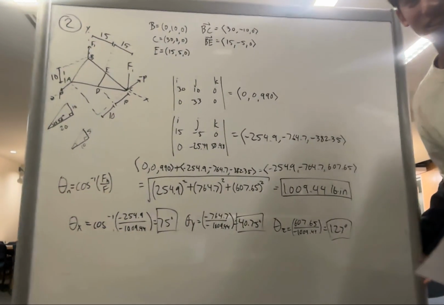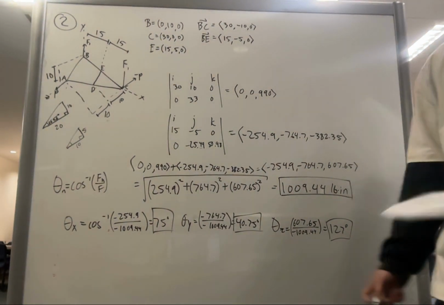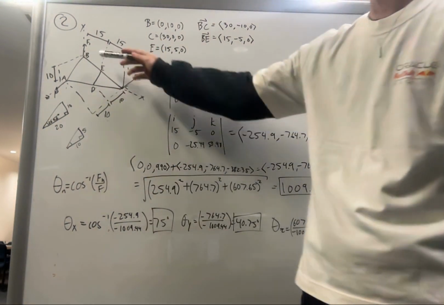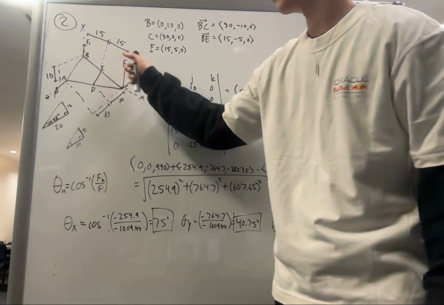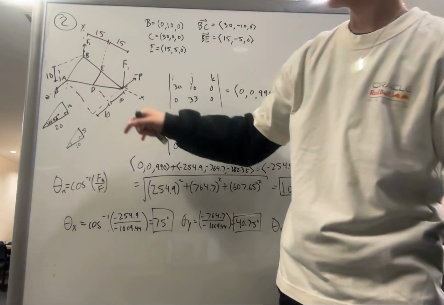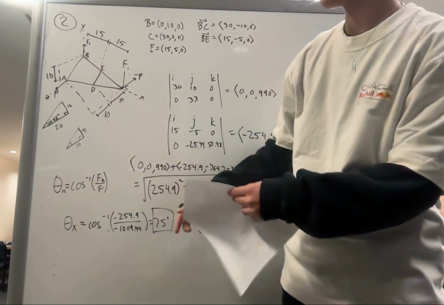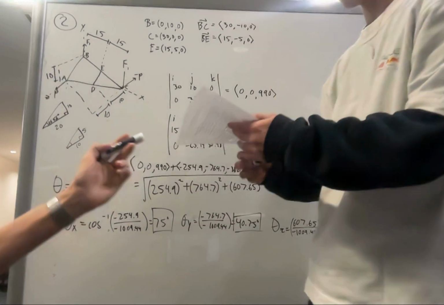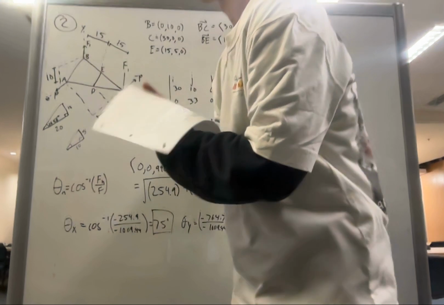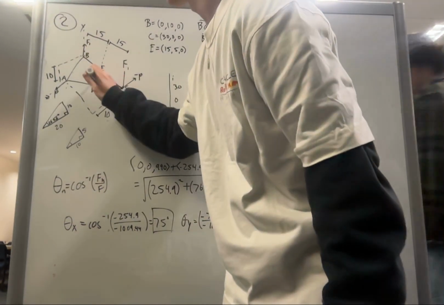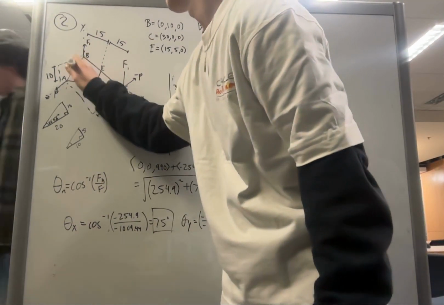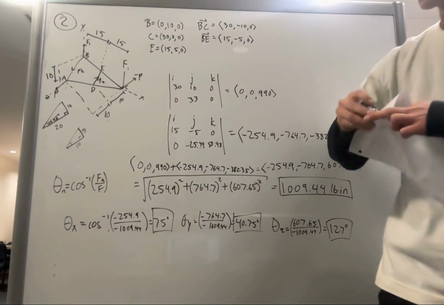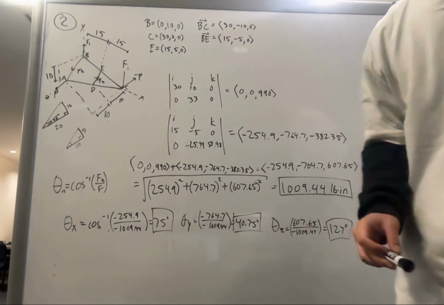Hi, I'm Rowan. This is number 2. So we're given this triangular system with 2 force couples, F1 pointing down and up here, and I think I forgot to draw F2. Oh, the F2s are right here and right here. So we have 2 force couples and they want us to make it into one.